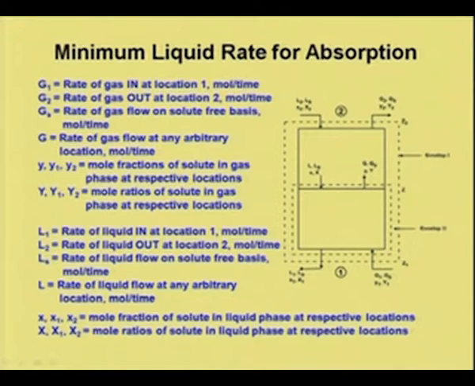So, G1, G2, Gs and G, these are the gas flow rates, and Gs is basically the rate of gas flow on solute-free basis. Small y, y1 and y2, these are the mole fractions of the solute in the gas phase at respective locations. Capital Y are the mole ratios of the solute in the gas phase at respective locations. L1, L2, Ls and L, these are the liquid rates in and out and at different locations. Small x is the mole fraction of the solute in the liquid phase and capital X is the mole ratio.